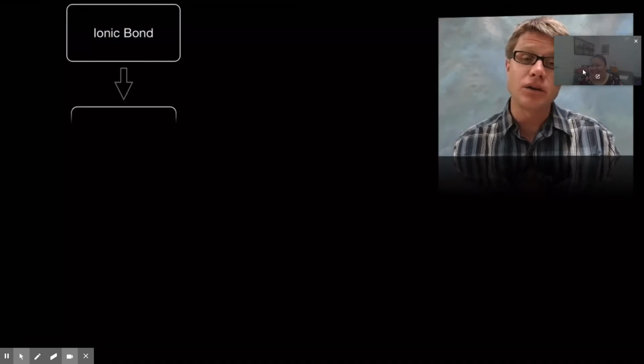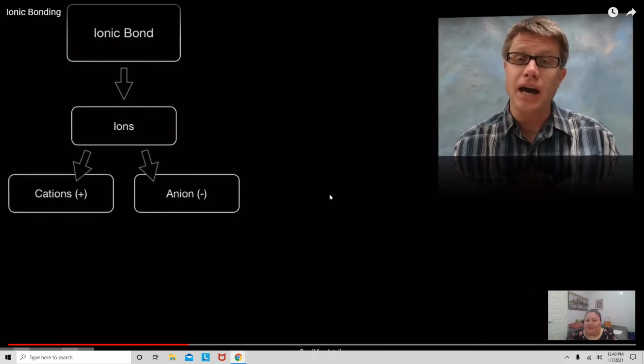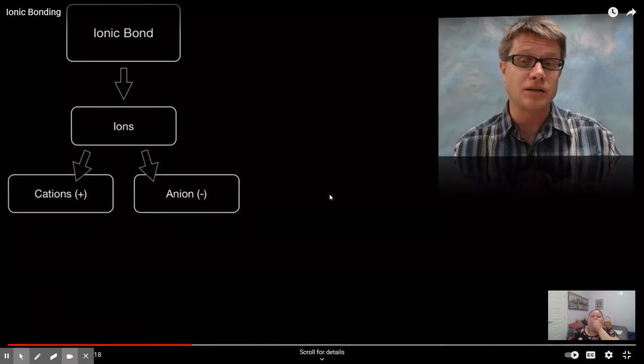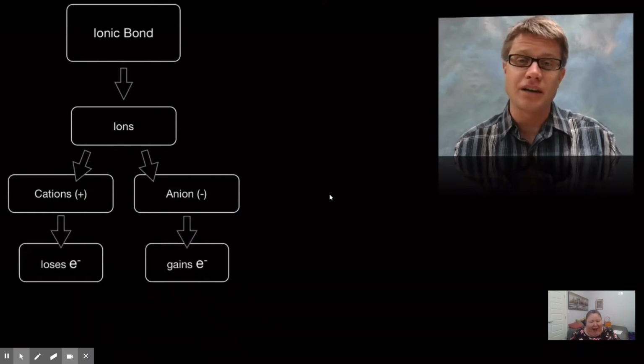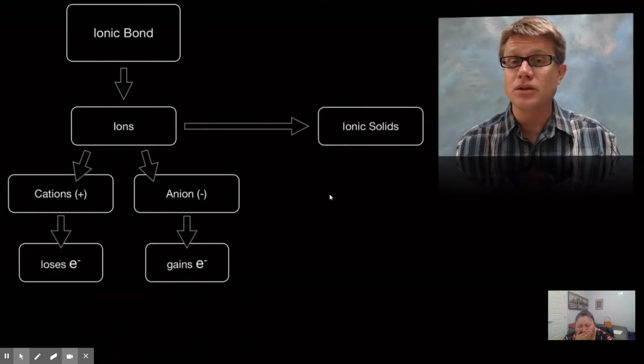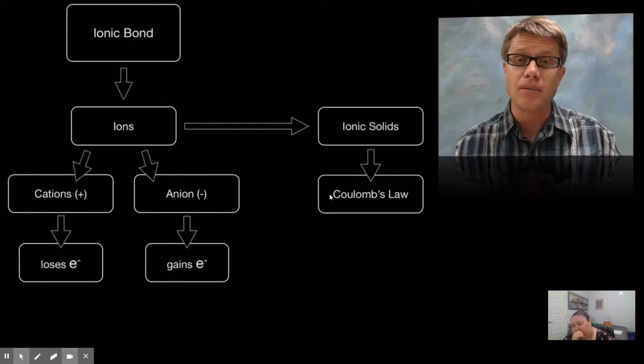And so an ionic bond is going to be between ions. It's a connection between ions. We're going to have a cation and an anion. Cation is positive, meaning they've lost an electron, and anions are going to be negative. What they form is something called an ionic solid. Now, how well that solid is held together is based on Coulomb's law.